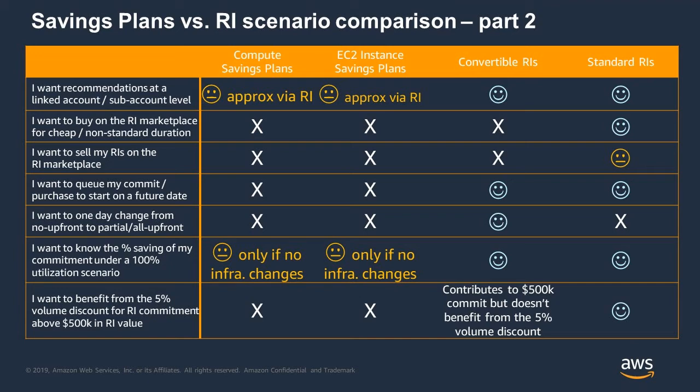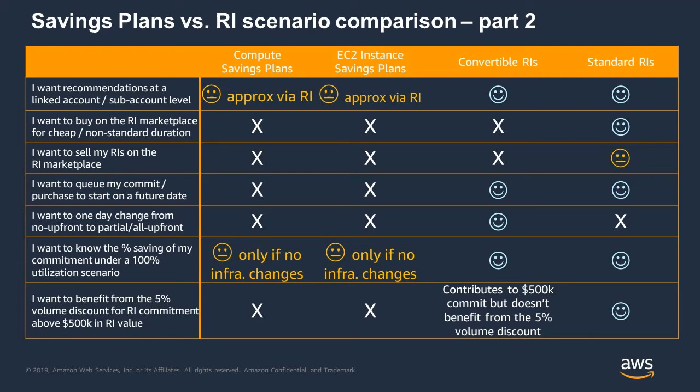If you want to queue your commitment for the future, it's possible to do so with standard and convertible RIs. However, with Compute Savings Plans, because it's so simple and quick to execute, it's not really a disadvantage. If you want to one day change from a no upfront or partial upfront into a partial or all upfront option, only convertible RIs allow you to do that. So upon the exchange, you can change the payment option there.